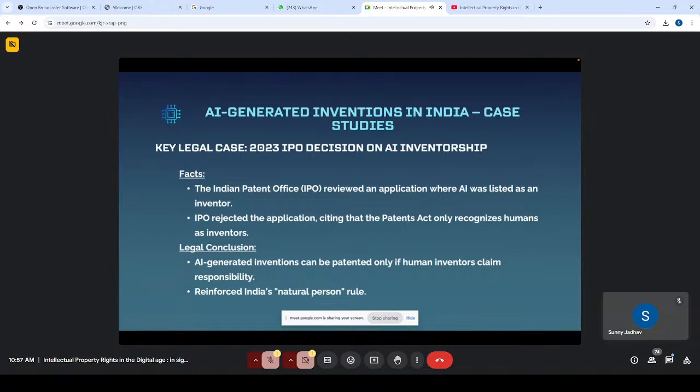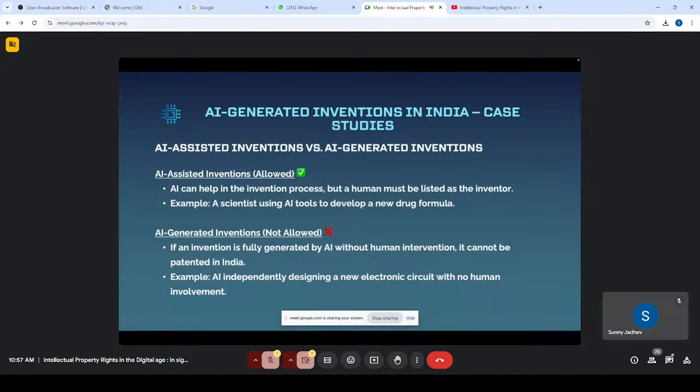Then in 2023, the Indian Patent Office published its decision on AI inventorship. There was one case filed where the AI was listed as an inventor. The IPO right away rejected the application, citing that the Patent Act only recognizes humans as inventors. And the legal conclusion was that AI-generated inventions can be patented only if human inventors claim the responsibility, which reinforces India's natural person rule. We are very strict here. And AI-assisted inventions versus AI-generated inventions.